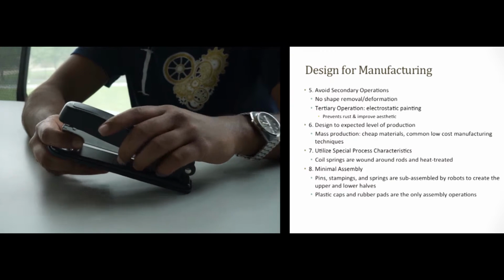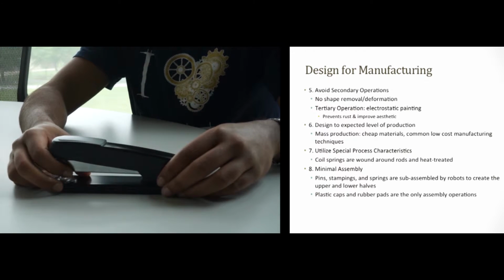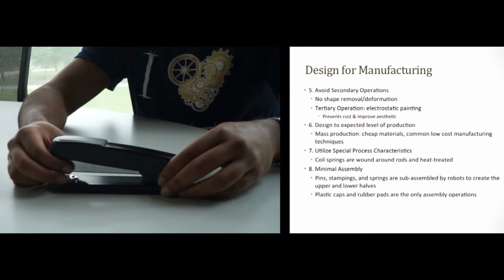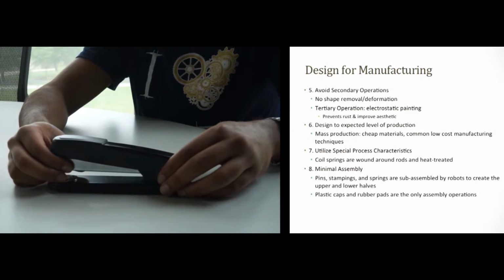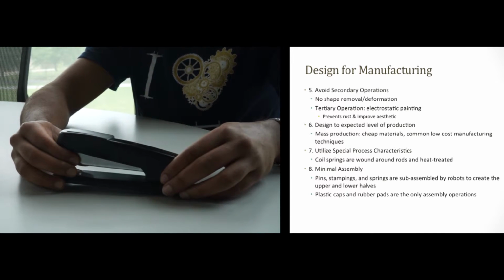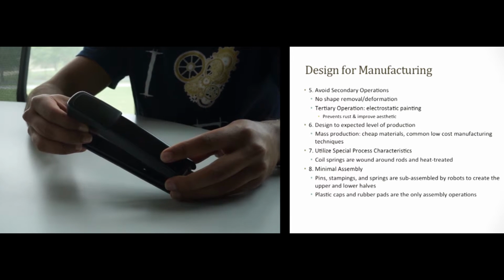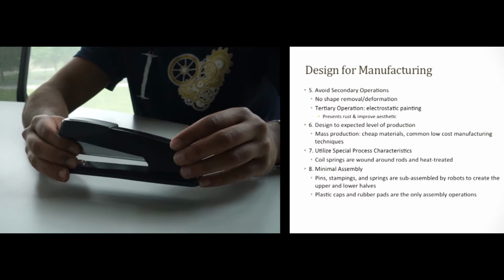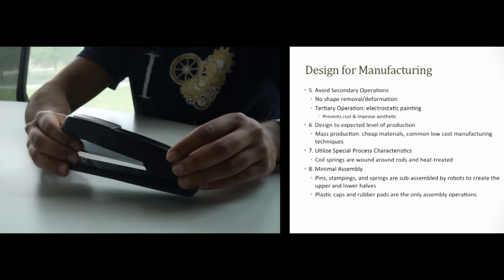Other factors of DFM include avoiding secondary operations, designing for expected levels of production, utilizing special process characteristics, and minimizing the assembly. Although there are no secondary operations like shape removal, there is the tertiary operation of electrostatic painting, which is used to prevent rust and improve the aesthetic. The stapler was also designed for mass production by using cheap materials and utilizing low-cost manufacturing techniques.